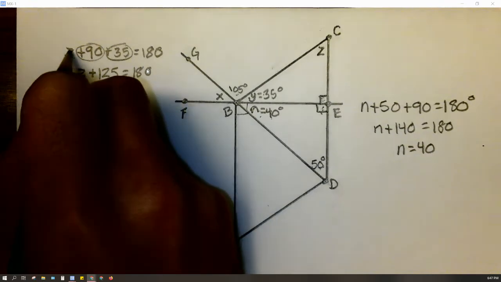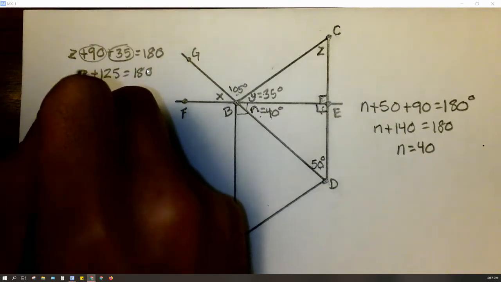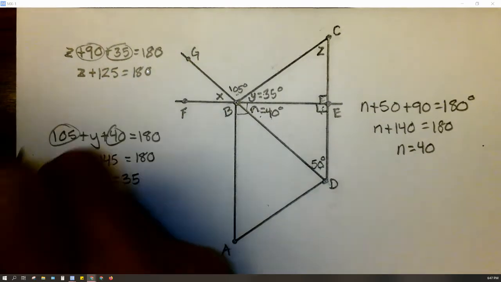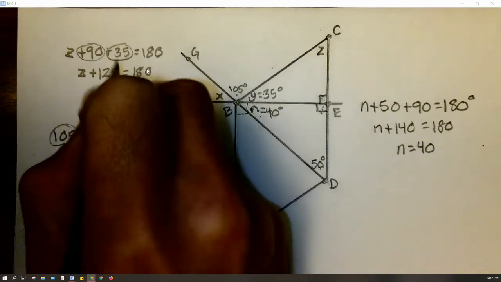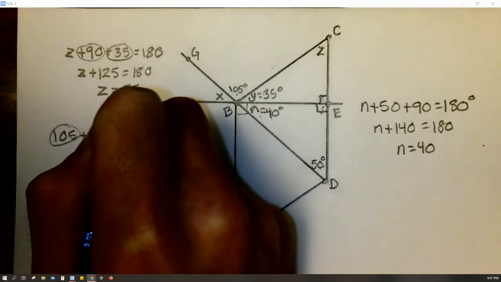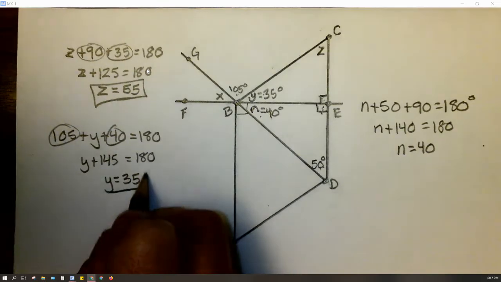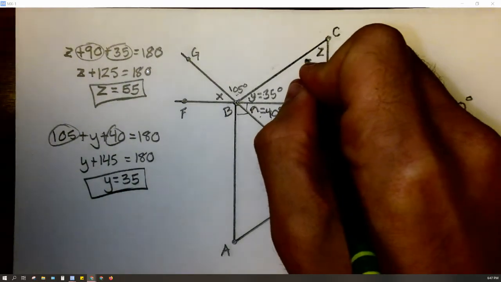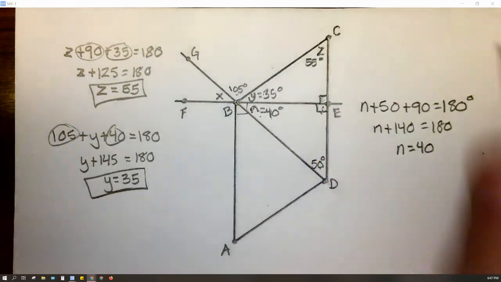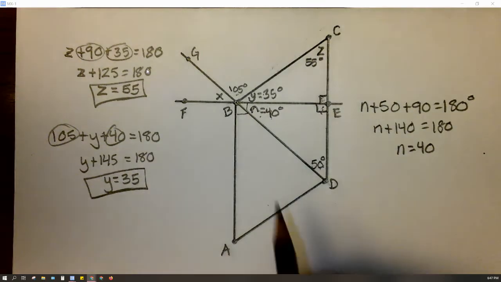Subtract 125, and this is a z, not a 2. Sometimes my z's look like 2's. Subtract 125 from both sides, and you get z equals 55. So that's the second answer that we can put into the problem. This is 55 right here. Okay, 55 degrees. Lastly, we need x.